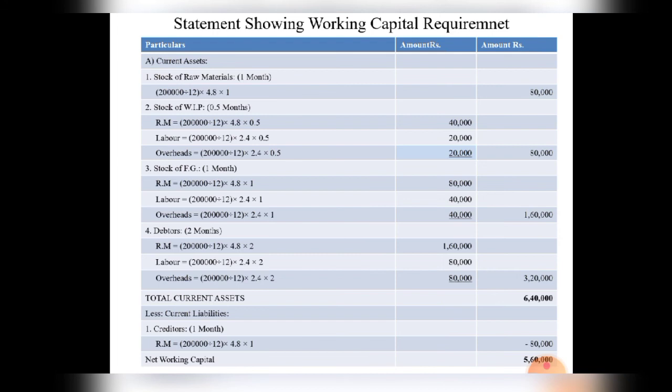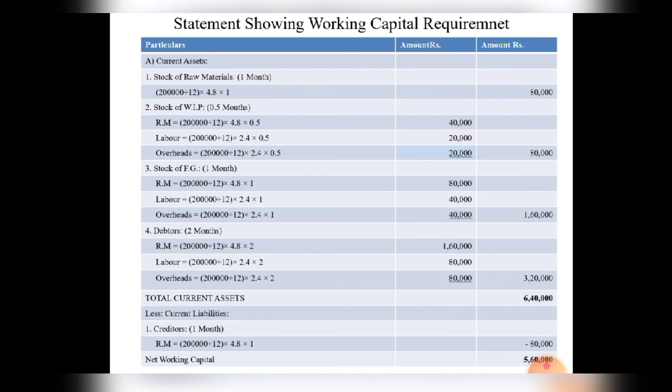Now the next step is to find out the total of the current assets. So here we'll take the total of the outer column, 80,000 plus 80,000 plus 1,60,000 plus 3,20,000. So that will be rupees 6,40,000, total current assets. It will be called total current assets. Now as we know, working capital is total current assets minus total current liabilities. Now from this current assets we deduct the current liabilities.